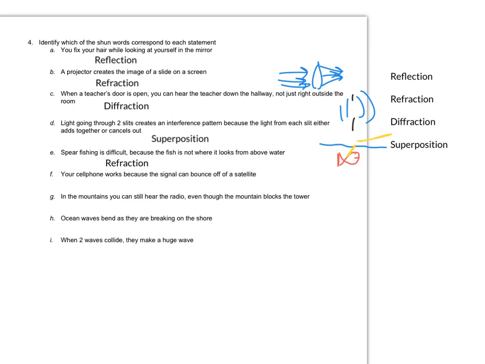For the next one, your cell phone works because the signal can bounce off of a satellite. The idea of light or any wave bouncing off of an object is an example of reflection.